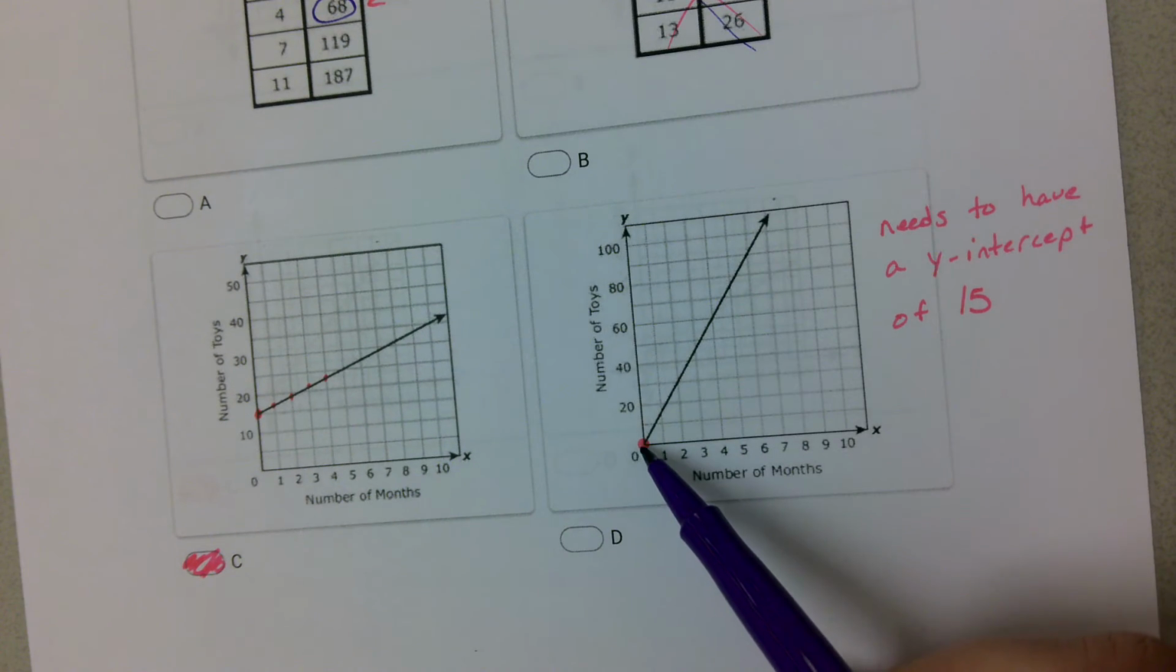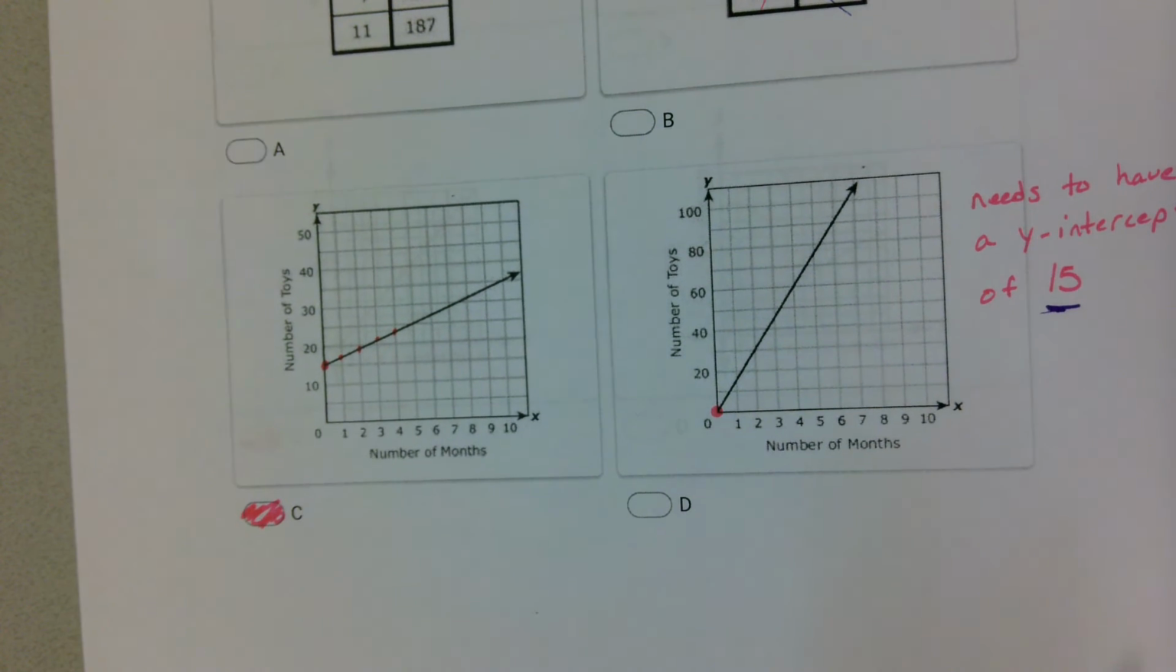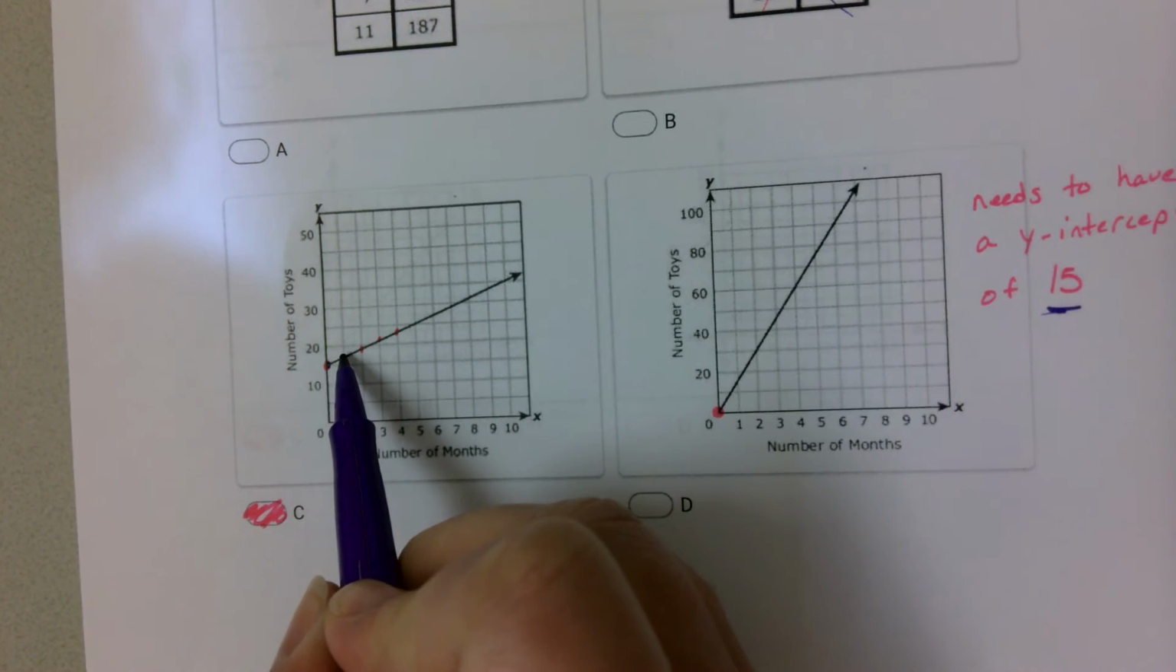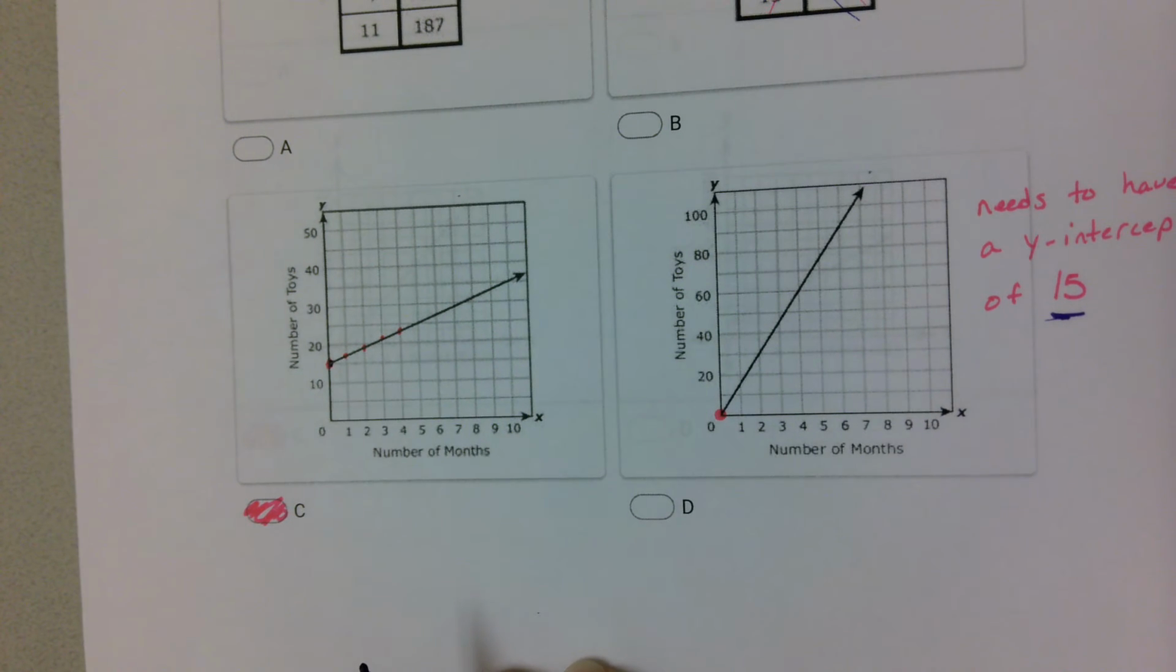Here, we're starting at the origin. So it's saying that she's starting out with 0 toys, which isn't true. We need to have a y-intercept of 15 because she starts out with 15. Which leads us to C, which starts at 15 and it goes up 2 for every 1 month. So your correct answer was C there.